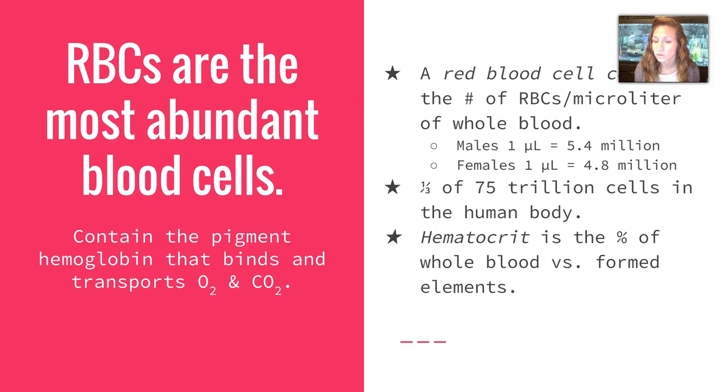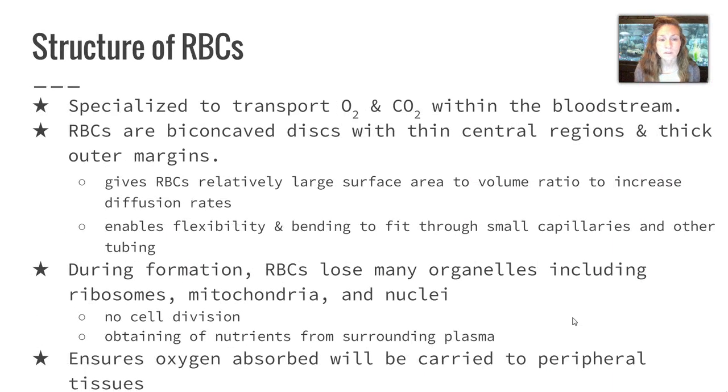It's the percentage of whole blood versus formed elements, and both of these tests can give us some indication of many different diagnoses. The structure of the red blood cells is specialized to transport gases. They are biconcave discs with a thin central region and thick outer margins. They give RBCs a relatively large surface area to volume ratio to increase diffusion rate. They are also very flexible and able to bend to fit through those small capillaries and other tubing.